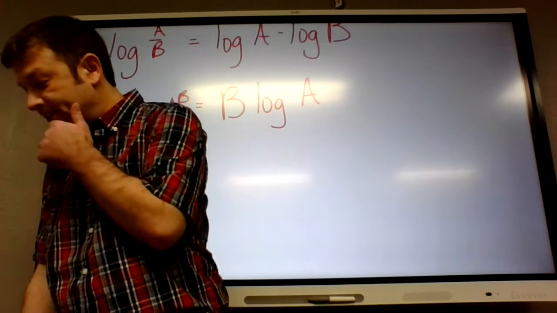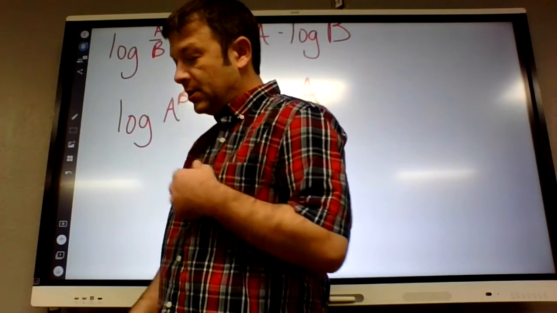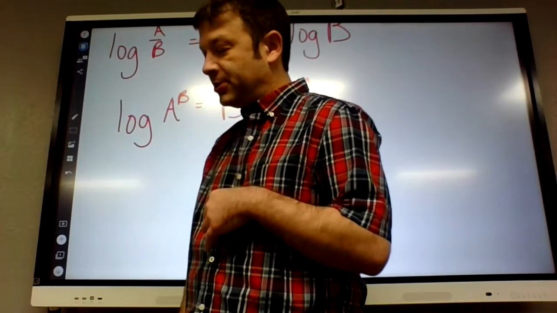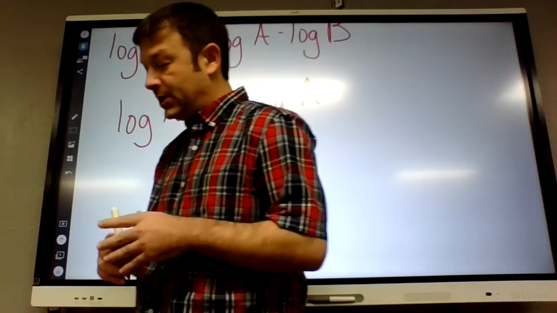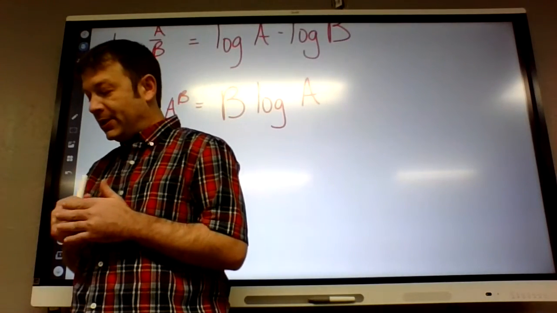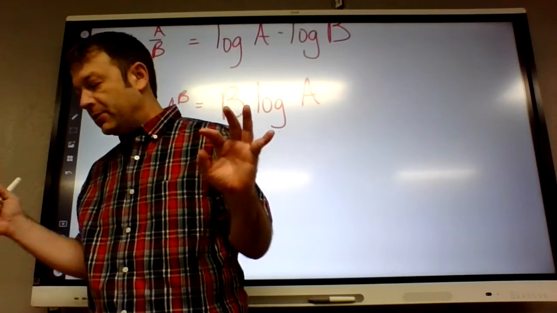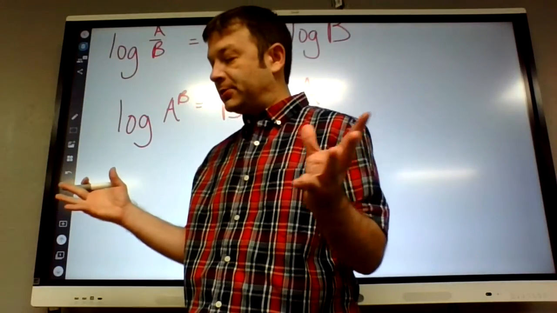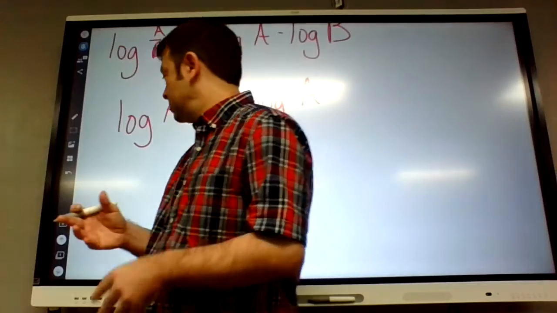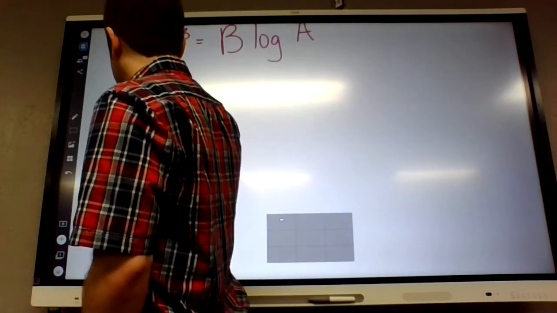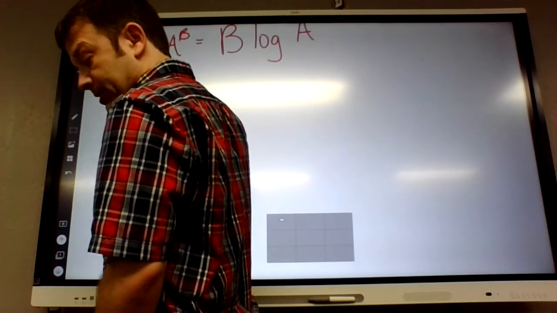So on number 1, write each expression in terms of m and n. Basically what that means is they want us to break it apart. And then on number 7, when we get down there, they want us to put it back together again. So we're just going to practice manipulating.